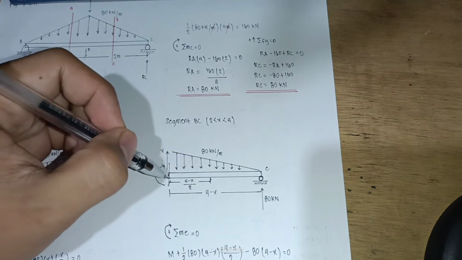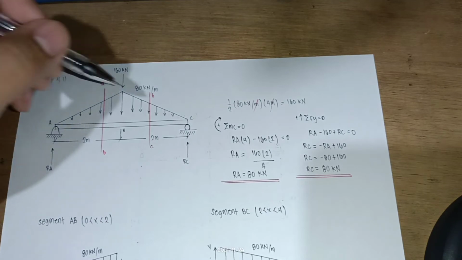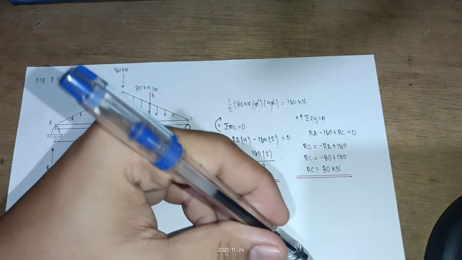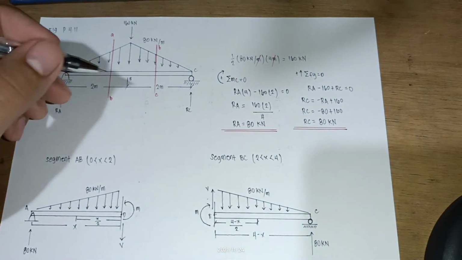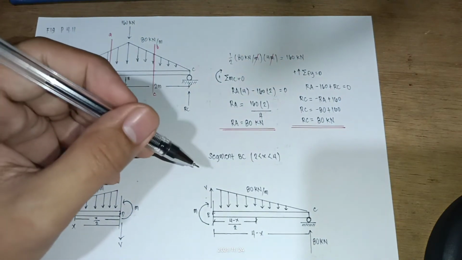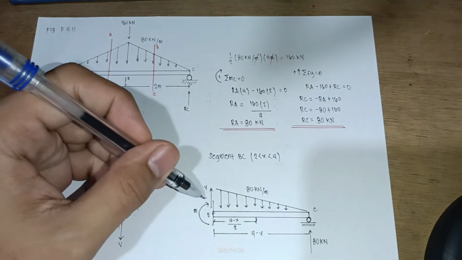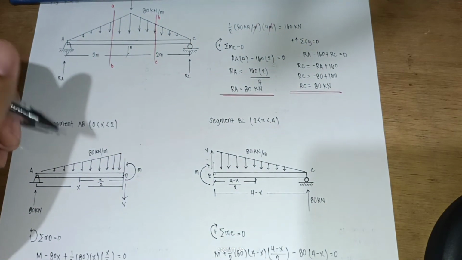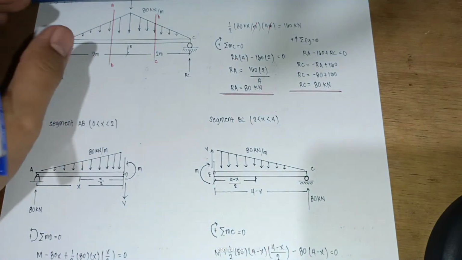The total distance of the cut section is 4 minus x, meaning the total distance minus x, that is the distance from C to E. And then a distributed load of 80 kilonewtons per meter. The moment is clockwise so that it is positive, and V is upward. And then moment at E is equal to 0, with clockwise positive.